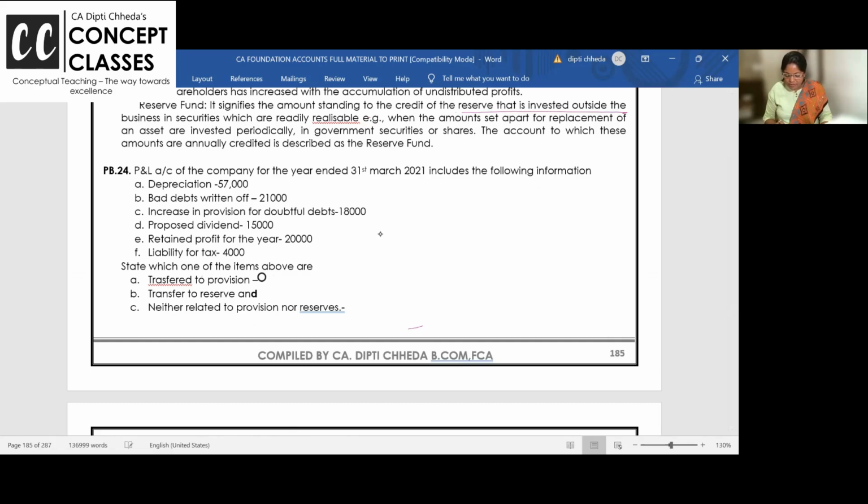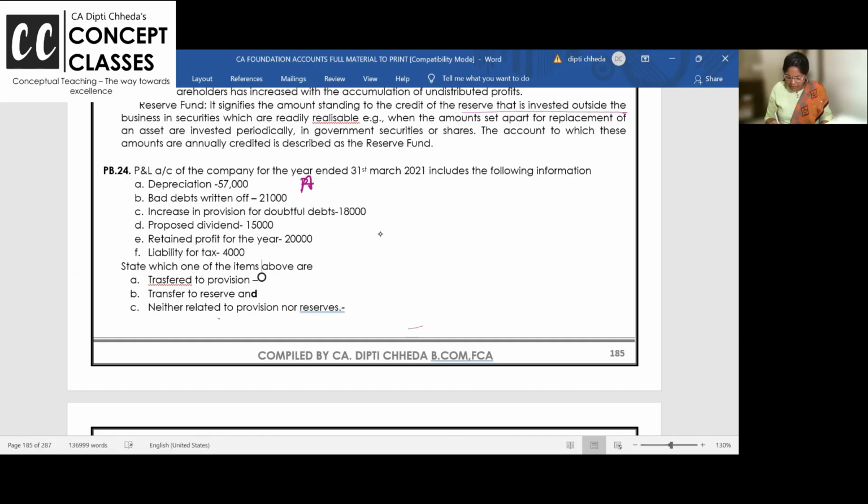Depreciation is 57,000, bad debt written off 21,000. So where will you put this? Depreciation, will you transfer it to provision or reserve? Depreciation will go to the provision. Bad debt, where will you transfer the bad debt? Nowhere. Generally you transfer it to the provision, but right now, nothing. So for the third one, can I write the answer like this? This will go to A, transfer to provision, depreciation.